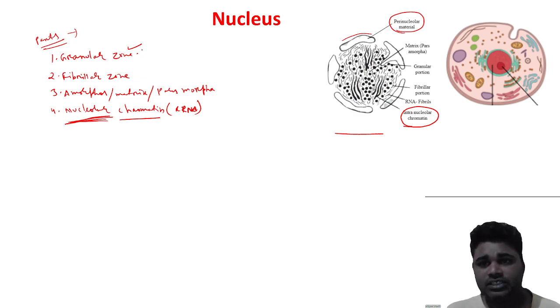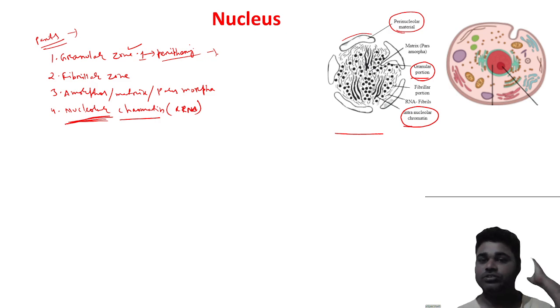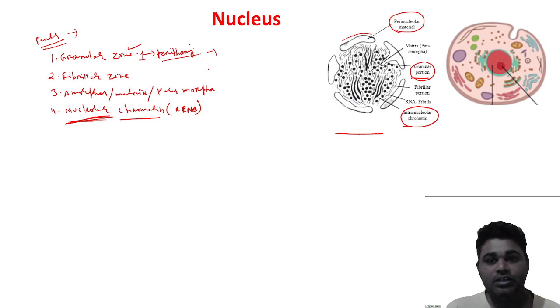So the first structure is called the granular zone. Look at this structure. This is the granular zone. The granular zone is always present in the periphery region. So what structure contributes to the granular zone? Mostly it is ribonucleic protein.